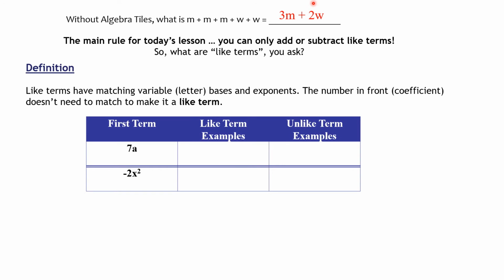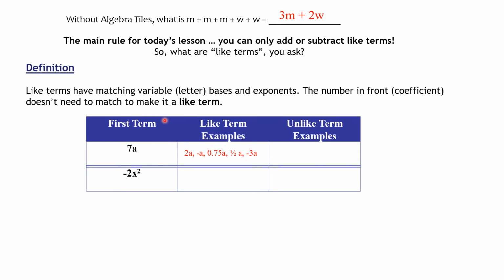Let's try some examples here. So if the first, I'm giving you 7a. That's your first term. It's a 7a. So again, we don't need to worry about the 7. That doesn't tell me if it's a like term or not. Like term is just the variable, in this case an a, and the exponent. I don't have an exponent. I have an invisible 1 there. So what's like term with 7a? Again, imagine I am physically cutting out a letter a and giving it to you. So you've got 7 of them, 7 letter a's in front of you.